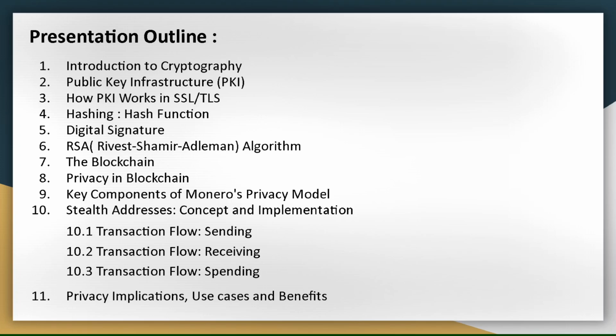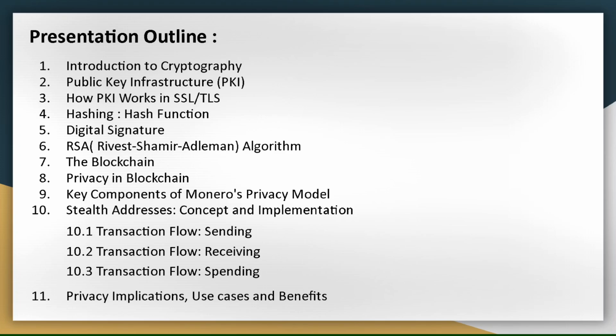Next we will see the basic structure of blockchain, how blockchain functions in a network, and how blockchain acts as a decentralized network. Then the privacy in blockchain: how blockchain is transparent, which is an advantage, but also a disadvantage. So we will see what privacy in blockchain is. Then we will see the key components of Monero's privacy model, and deep dive into what the Monero privacy model offers to make privacy better. Then we will see the concept and implementation of stealth address, and how using stealth address the receiver stays anonymous.